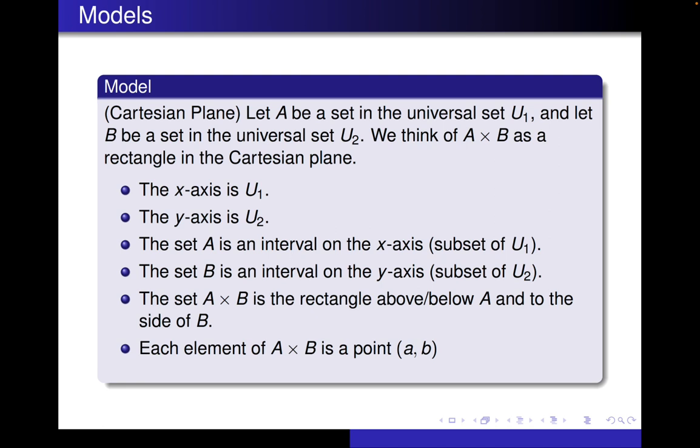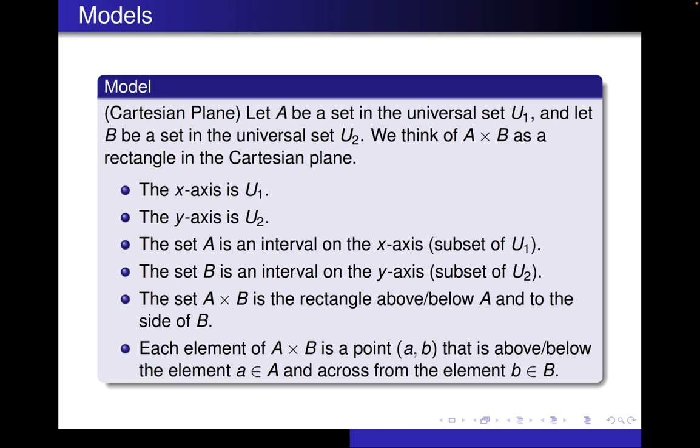If you want to visualize an individual element, say little a, little b, where the little a is in big A, the little b is in big B, what you can do is you can find a point on your Cartesian plane, right, that is going to be right above or below the element A, right, because it's going to be right above or below the point on the x-axis, and it's going to be across from the element B, either to the left or to the right.